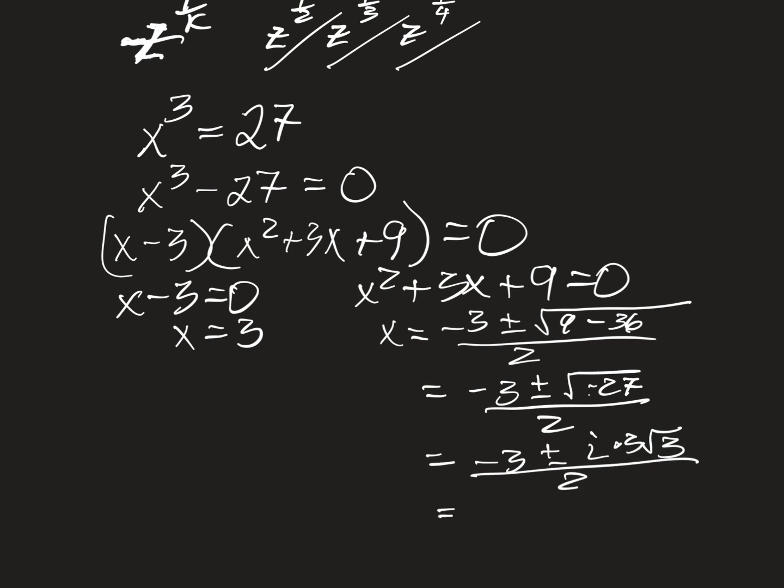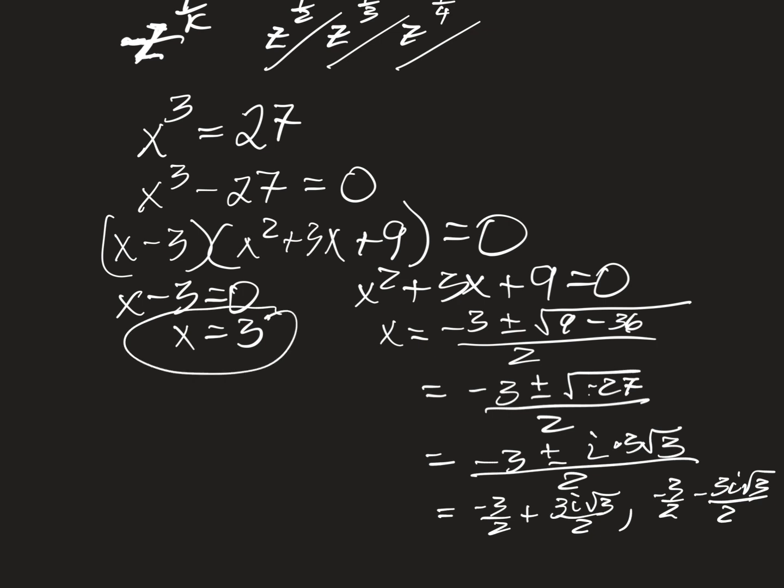And so we'd get two solutions, -3 halves plus 3i square root of 3 over 2, and -3 halves minus 3i square root of 3 over 2. And these would be complex roots, or complex solutions. So you can see we get the answer we'd get when we take the cube root of both sides, but without factoring, we don't get these answers over here.